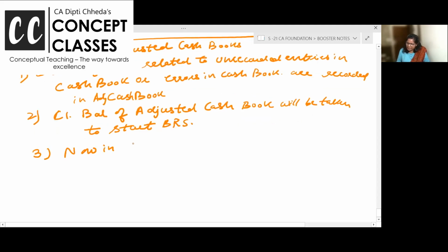Now in BRS, you know these dialogues one day before exam, as if Dipti ma'am is revising. Grammatical mistake is there, but is the language understandable or not? Now in BRS, following items will come.